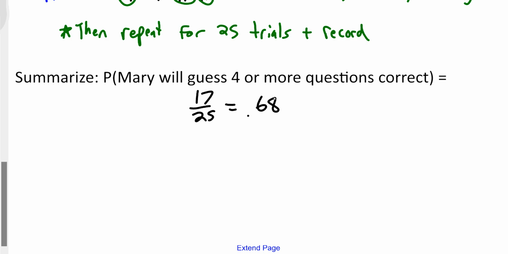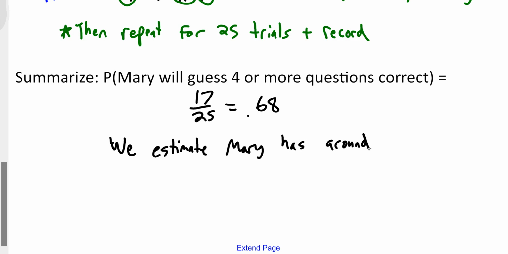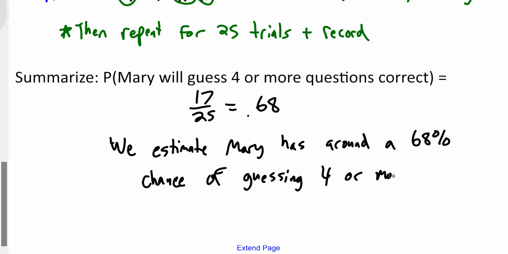So I would then summarize by saying we estimate that Mary has, you can say around, we don't want to put it exact because this is just based off of trials, around a 68% chance of guessing 4 or more correct. All right? Sometimes you may be asked to find the mean, but we're just looking for the probability for this one.